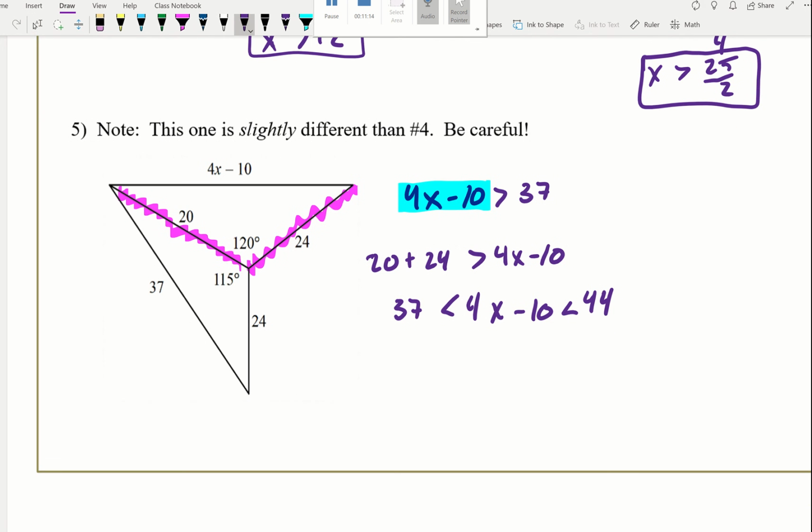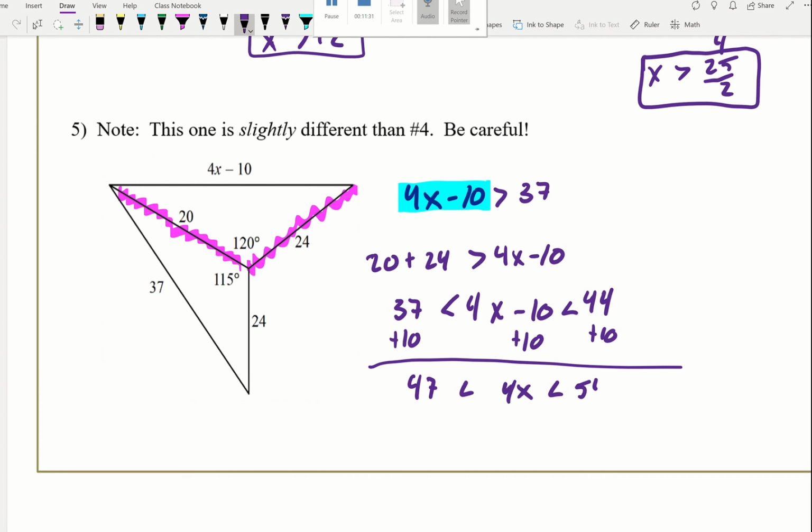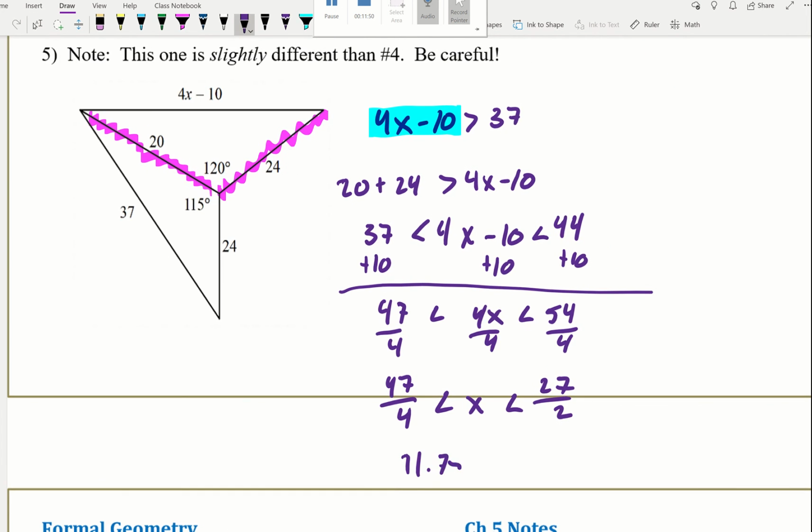Okay, so I would add 10. I'm not sure that many of our Damani Ranch students have seen a lot of compound inequalities in their algebra classes during the COVID years. But I'll go ahead and solve this out. So I'm going to get 47 over 4 is less than x is less than, that reduces to 27 over 2. And you can punch this in a calculator if you want. This is 11.75 is less than x is less than 13.5.